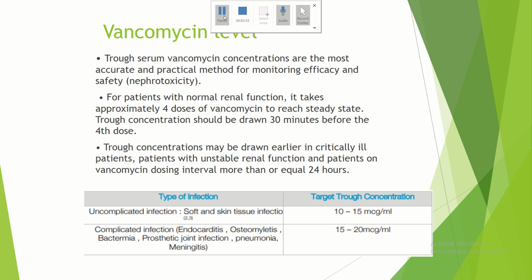So, for vancomycin, we measure the trough serum vancomycin concentration to make sure that the drug is effective and safe, because vancomycin may lead to nephrotoxicity. We take the trough concentration after reaching steady state. It takes approximately 4 doses of vancomycin to reach it. The trough concentration should be drawn 30 minutes before the fourth dose, but it should be drawn earlier in critically ill patients or patients with unstable renal function.